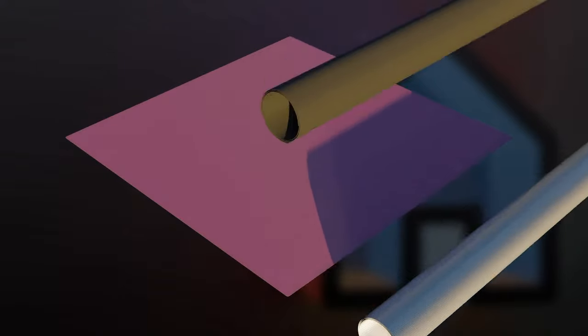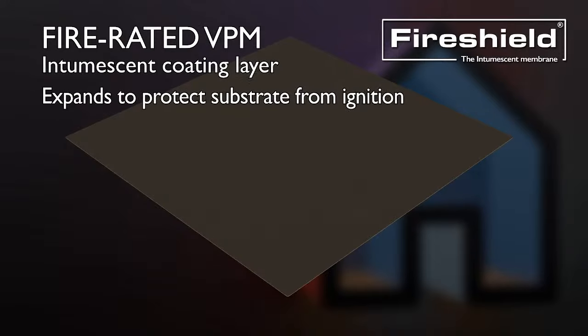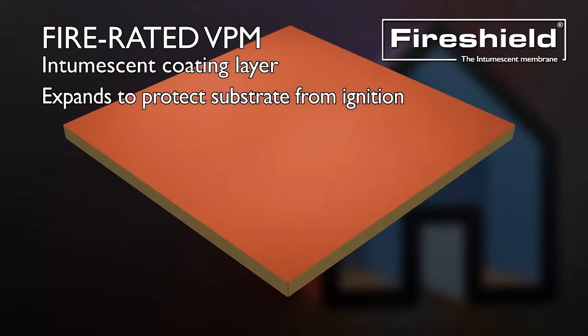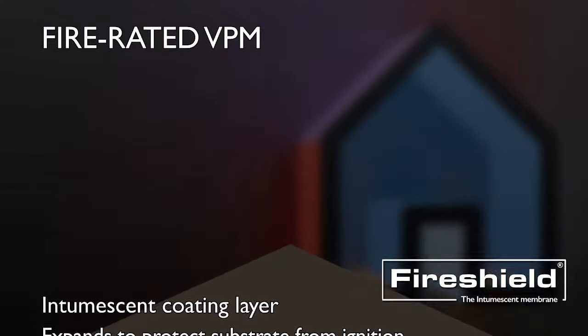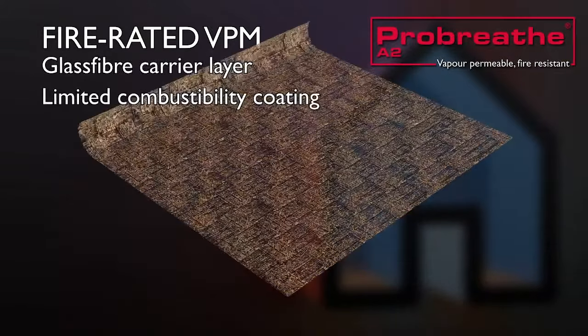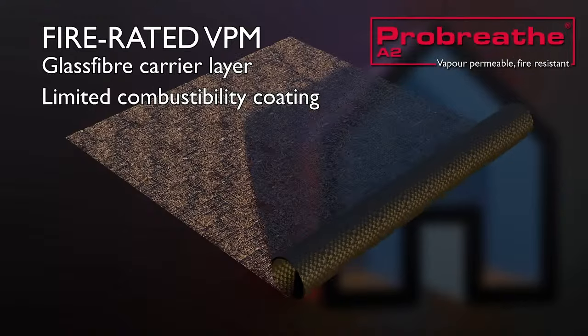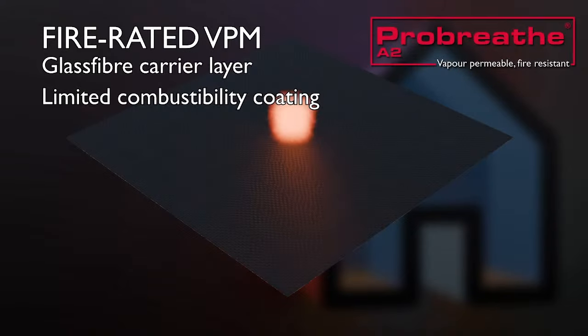The fire shield membrane with a similar base fabric uses an intumescent fire-resistant coating, which expands to protect the substrates from ignition, achieving a Class B reaction to fire rating. Above this, the ProBreathe A2 membrane uses a glass fibre carrier similar to ProCheck A2, with a specialist fire-resistant coating to achieve its limited combustibility rating.